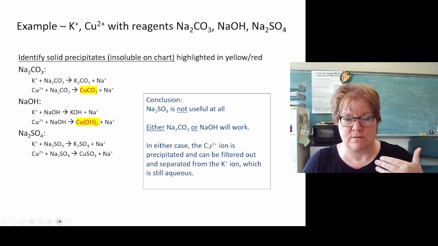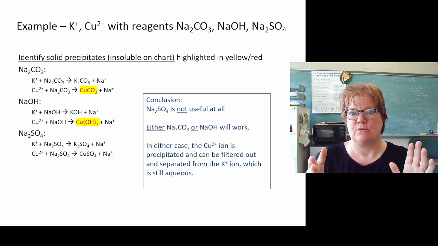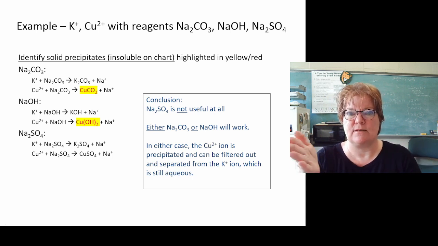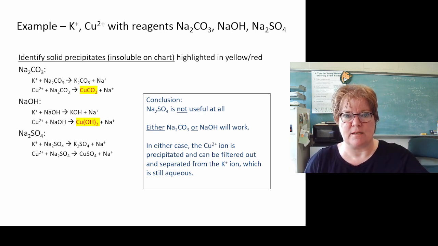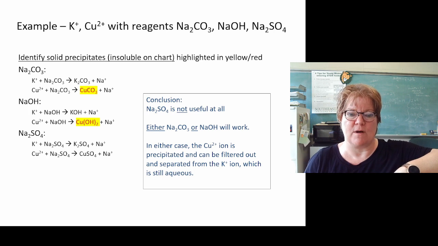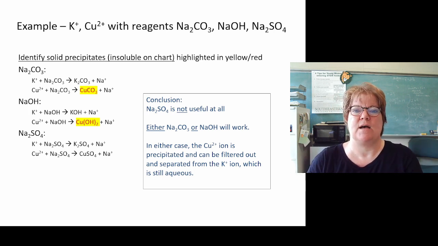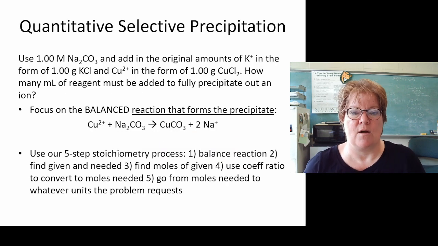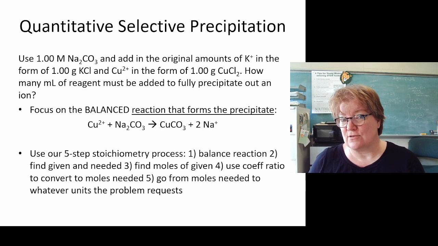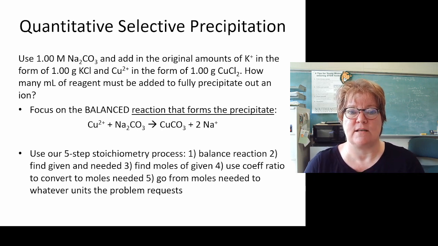But now I have a scheme. If I use sodium carbonate, it will precipitate out the copper 2 ions, leave the potassium ions alone, and then I can filter it, and the copper ions will be in the form of copper carbonate on the filter paper, and the potassium ions will be aqueous and in the solution. All right, now that you've figured out your scheme, you have to do the numbers, the quantitative selective precipitation.